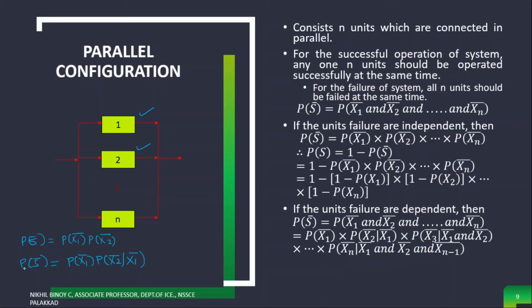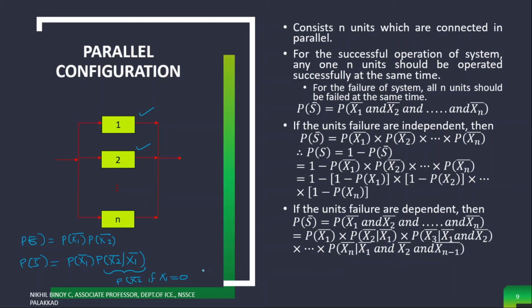Then if unit failures are dependent, we can write P of S bar is equal to P of x1 bar into P of x2 bar slash x1 bar. What is the meaning of this particular representation? This is a conditional probability. It means the probability of failure of the second event if the first event is failed. We can write it as probability of x2 bar if x1 equal to 0. 0 means failed. x1 equal to 0 means x1 bar. So probability of x2 bar if x1 is failed, that is x1 bar.